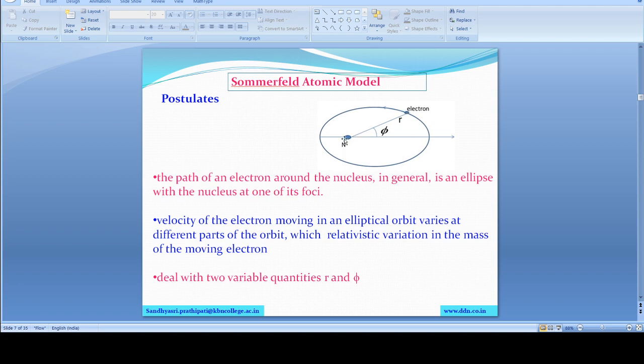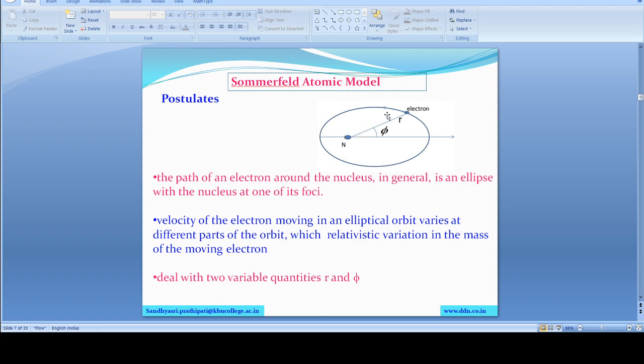coming from the electrostatic force between nucleus and electron. This is the positive nucleus, this is the negative electron. So there is an electrostatic Coulomb attractive force. Because of that attractive force, it is moving in an elliptical orbit where the nucleus is at one of its focus. Okay. So what is the formula for that?